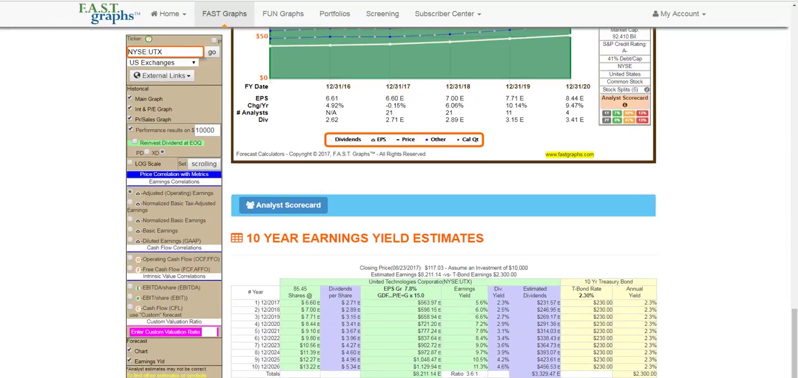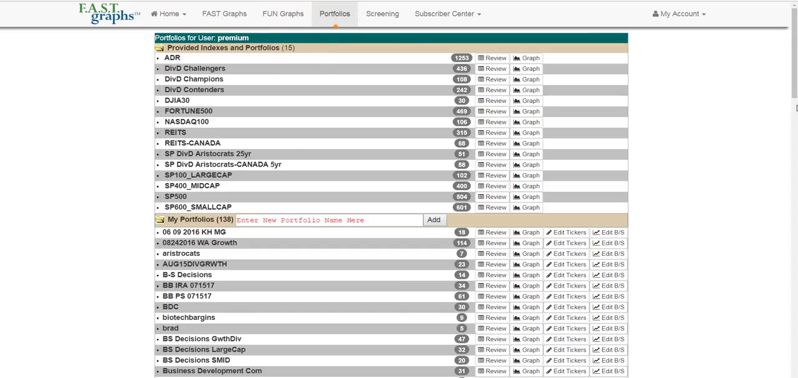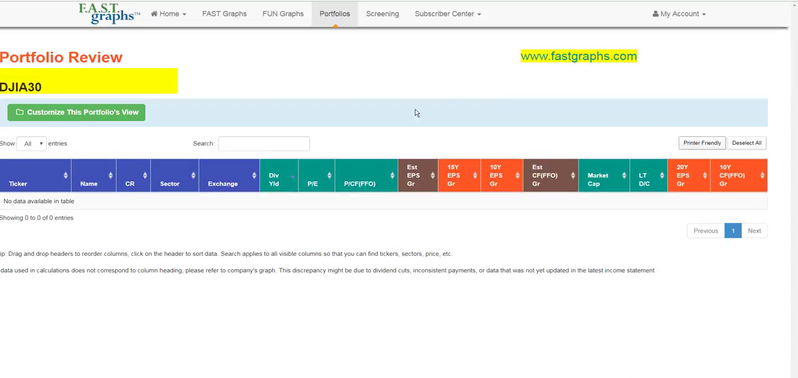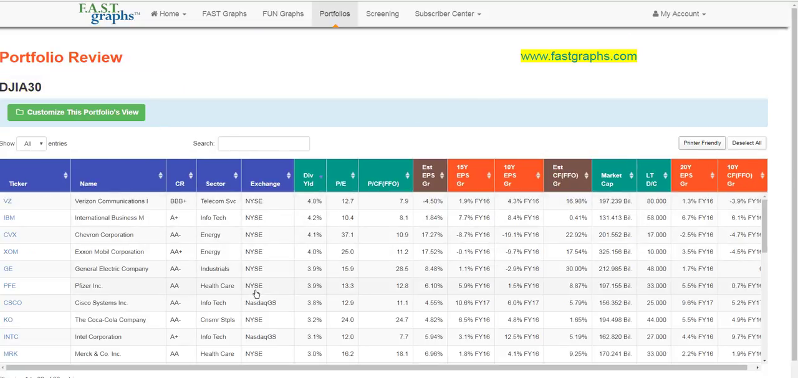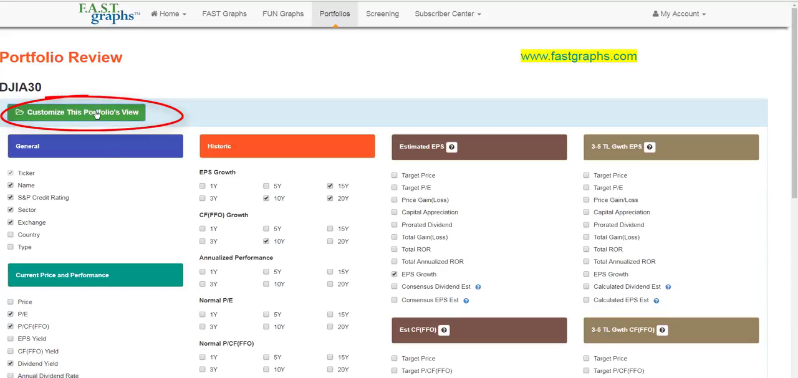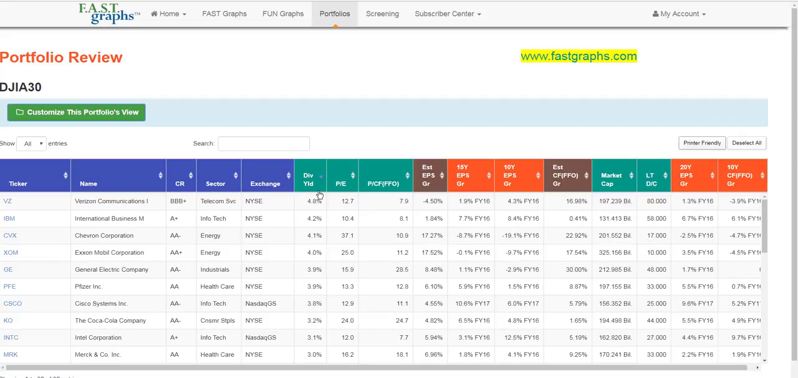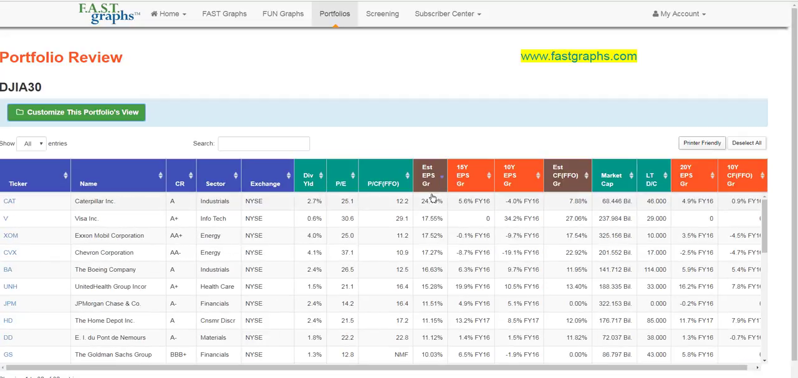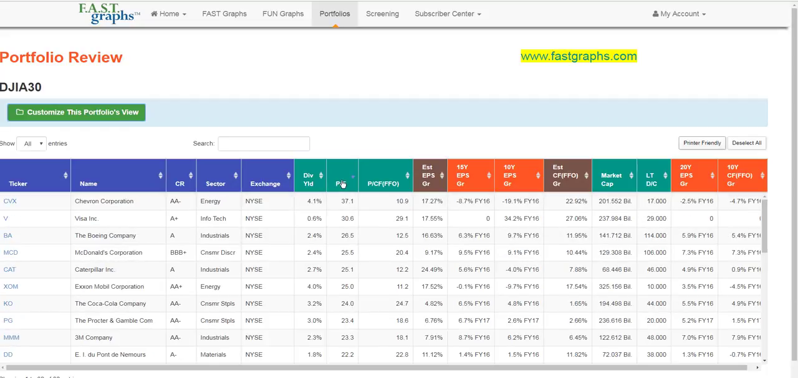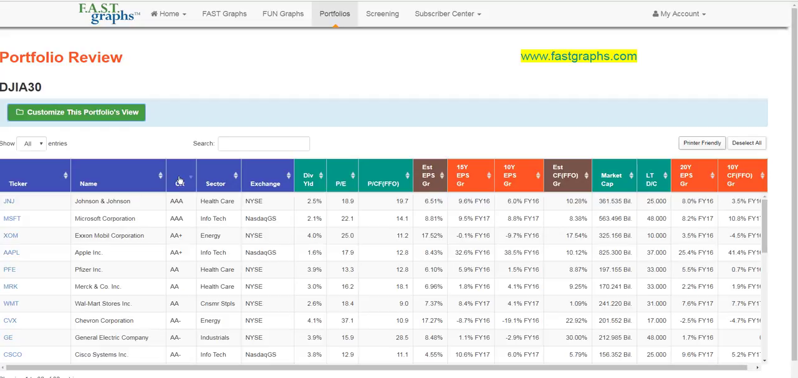In addition to the historical earnings and forecasting components of the basic Fast Graphs research tool, there is also a powerful portfolio building function for both premium and basic subscribers. Premium subscribers can produce unlimited portfolios, and they are also provided 15 preloaded portfolios where they can actually review an index like the Dow Jones Industrial Average here. You can set and customize these portfolios utilizing various metrics, and then you can organize these portfolios by clicking on these various tabs, looking at estimated growth rates, current PEs, dividend yields, credit ratings, etc.